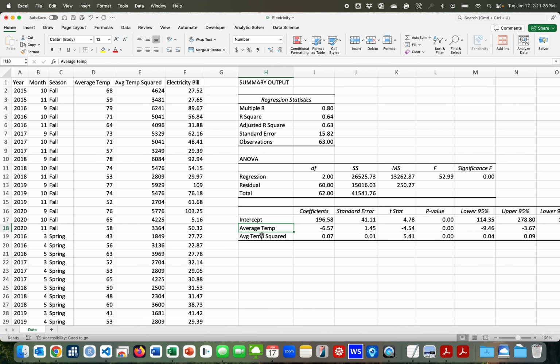So the variables temperature and temperature squared explain 64% of the variation in the electricity bill, which is more than half. That's not surprising, because if your electricity bill is primarily being driven by the temperature, or how much AC you're using, that makes sense. It's going to explain quite a bit.